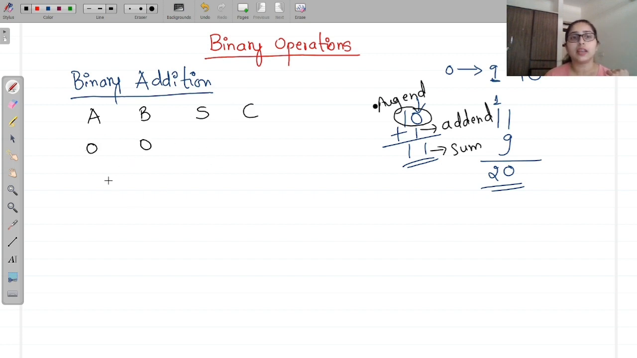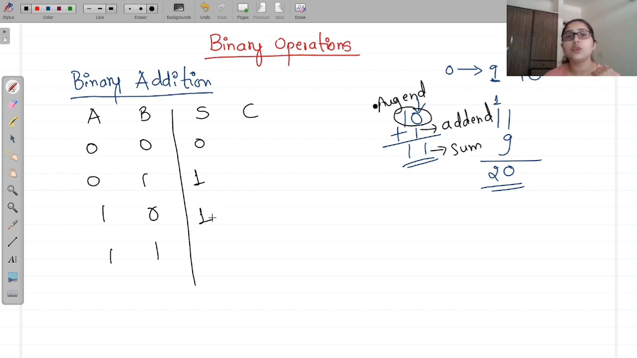Suppose my A and B are 0 0, 0 1, 1 0, 1 1. Why am I taking only 0 and 1? Because in binary only two digits are allowed, 0 and 1. Binary is base 2, so the maximum digit allowed will be r minus 1, that is 2 minus 1, which is equal to 1. So 0 plus 0 obviously gives 0. 0 plus 1 gives 1. 1 plus 0 gives 1.